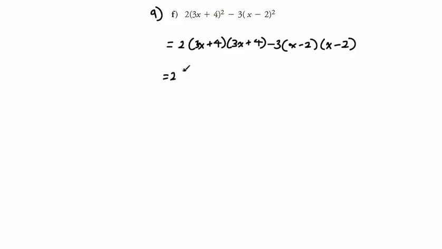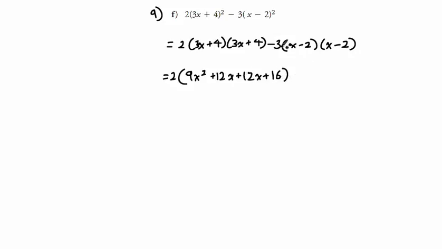So when we expand this, we have to make sure this 3x hits both these terms. So 3x times 3x is 9x squared, 3 times 3 is 9, and x is to the power of 2. And then 3x times 4 is 12x. And then 4 times 3x is 12x. And then 4 times 4 is plus 16.